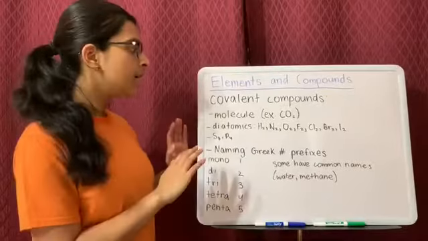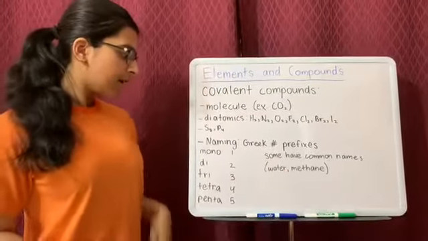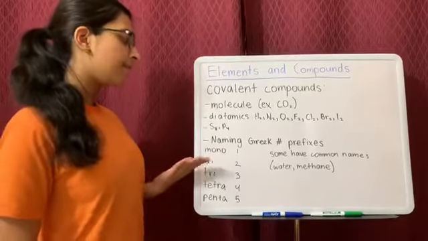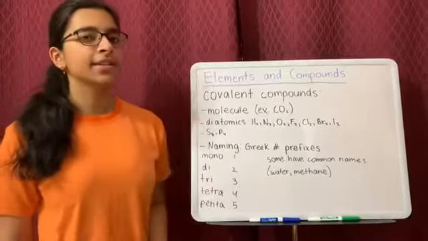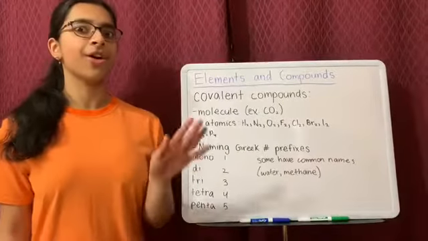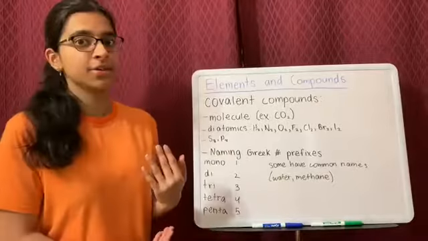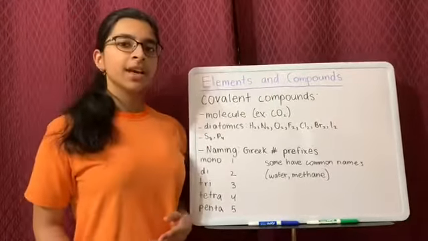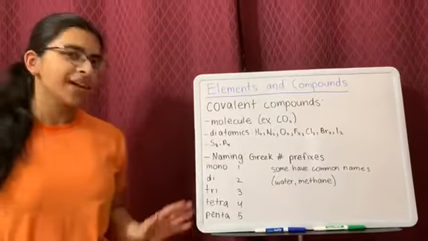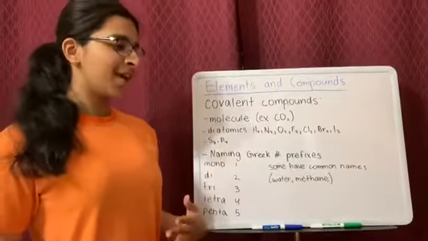And how do we name covalent compounds? So these are used with Greek number prefixes. So we're going to have mono for 1, di for 2, tri for 3, tetra for 4, penta for 5, and so on. You can always look up a long list of all of the Greek naming prefixes, but here's the first 5, which you're going to be using really commonly. But some of them do actually have common names, like water. We don't call it dihydrogen monoxide, we just call it water. And same thing with methane.